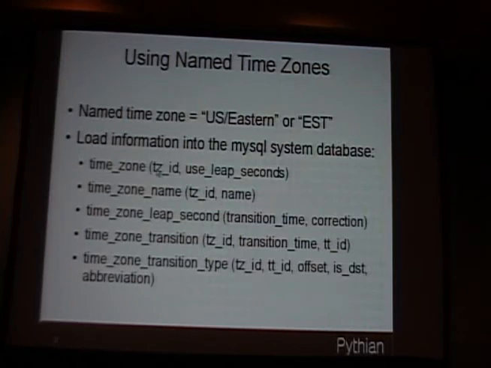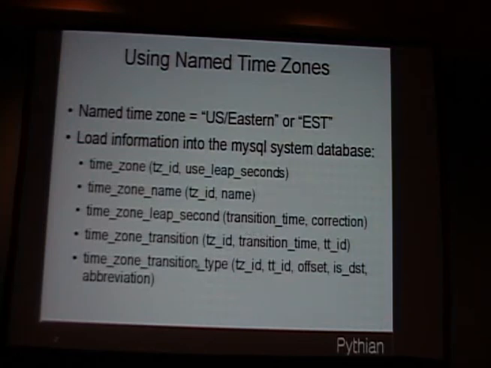Time zone, which has the time zone ID. Use leap seconds, 0 or 1, yes or no. Time zone name has the time zone ID in the name, so the time zone ID is what pretty much joins a lot of the things. Time zone transition, we'll skip to that, which has TZID, transition time, and TTID. So when is the transition made? Is it made in November? Is it made in October? That's important. And then time zone leap second has the transition time and the correction. So anything happening at that transition time, that's what joins on. This is the only one that doesn't have the time zone ID as the joining key.